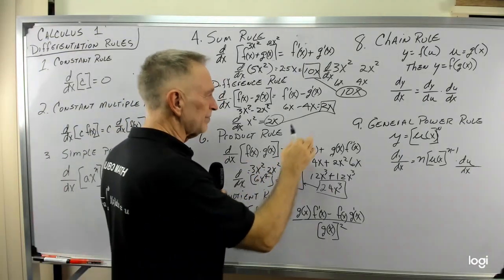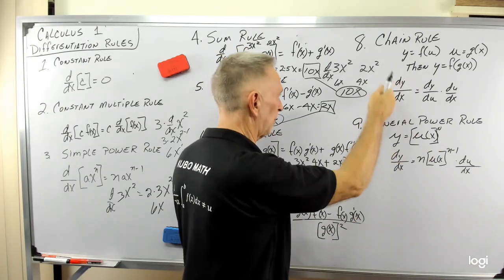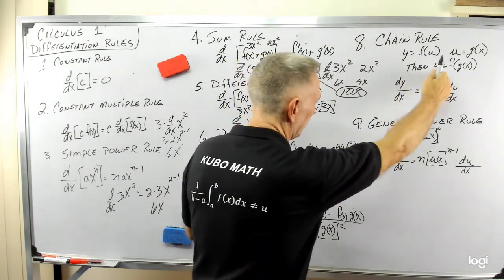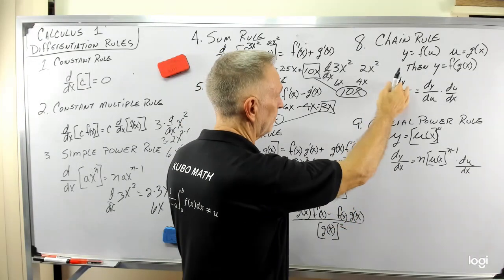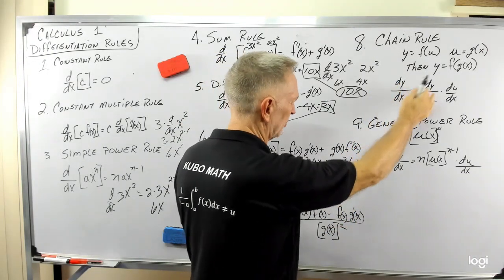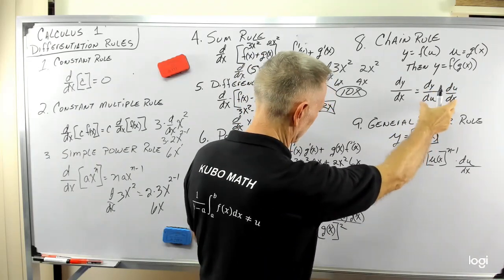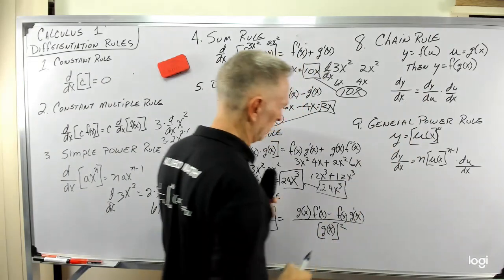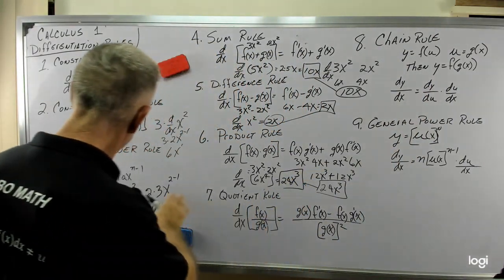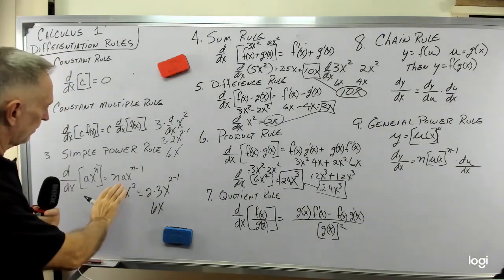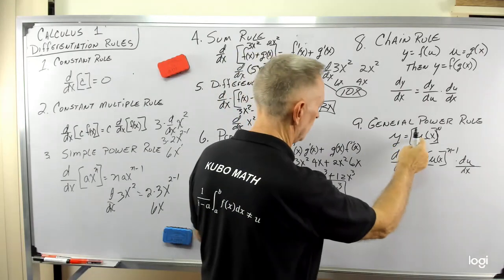The general power rule, I think, becomes easier to explain this one, because if y equals f of g of x, and you're trying to take the derivative of y with respect to x, that's the derivative of y with respect to u and the derivative of u with respect to x, and you're multiplying these two together. Well, the power rule, we've already explained that here. But now we're making it a function of u of x.